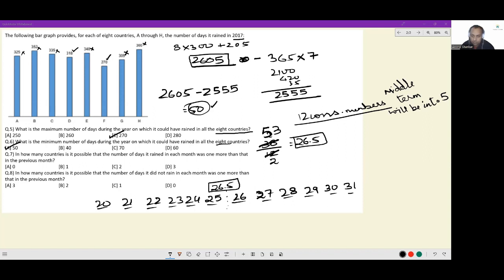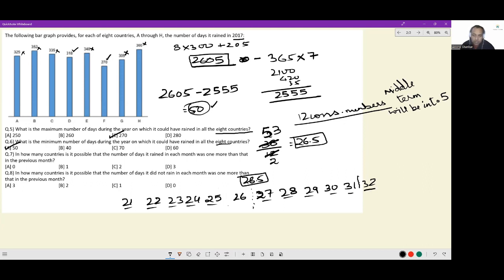Let's see. Middle term 318 by 12 will give me the middle term. 318 by 12 is 26.5. Oh, I have made a terrible mistake. No, the challenge is if it is 26.5, this is where the number would be. Then 6 terms would be here, and the next 6 terms would be here. This is where the middle term will be. 26.5 is between 26 and 27, not between 25 and 26.